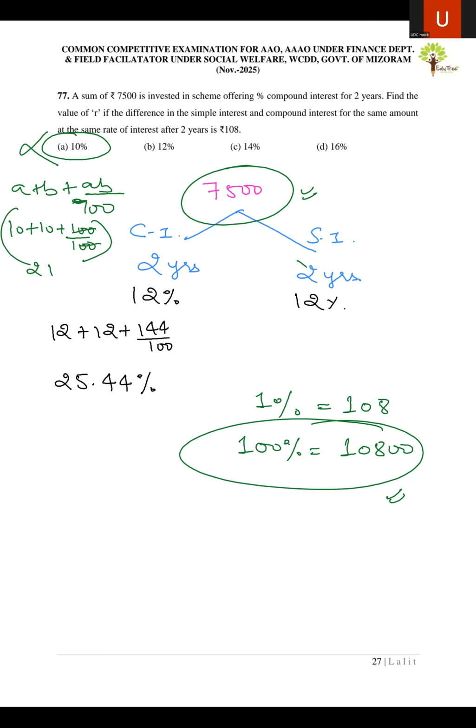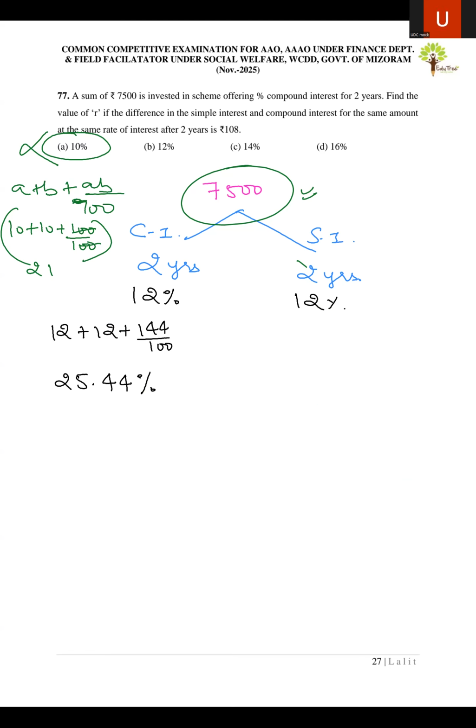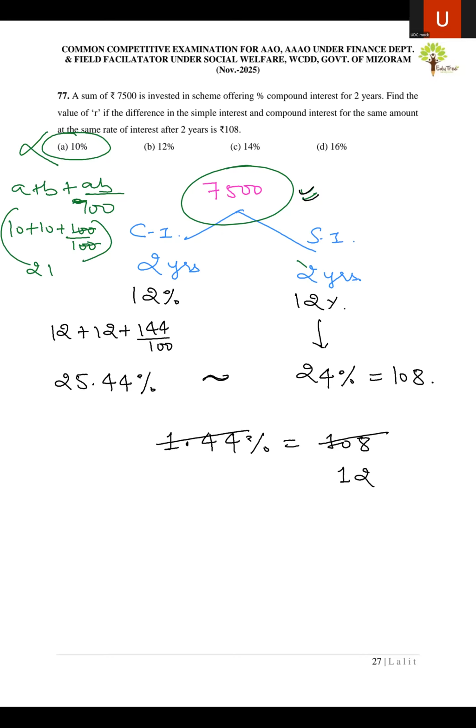In case of simple interest, we directly multiply the values, nothing else. All right. So this will be how much? 12 times 2 is 24%. Now their difference is how much? 108 rupees. So this difference, 1.44%, equals 108. Now see whether you will get this 7,500 by using this or not. So 1.44% equals 108. Now you can see both of these are divisible by 9.